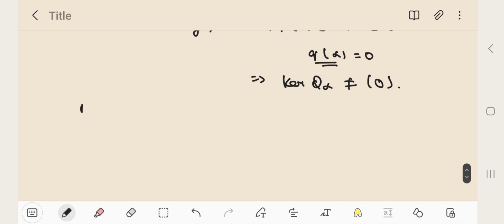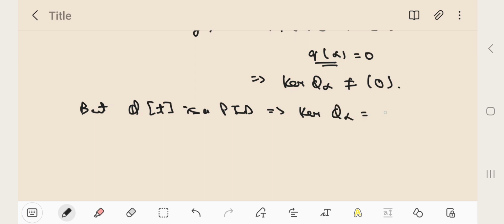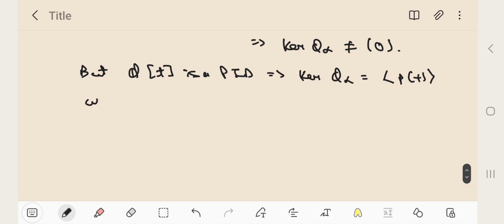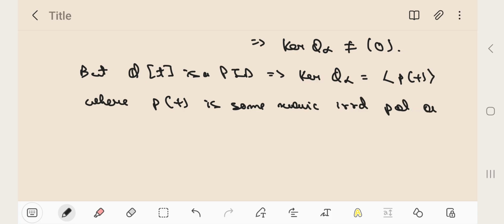Thing to observe is that we know that the ring of polynomials over Q is a PID, a principal ideal domain, which implies that the kernel of phi alpha, this is an ideal of this principal ideal domain Q[t], so it must be generated by some monic irreducible polynomial, where p(t) is some monic irreducible polynomial over Q.